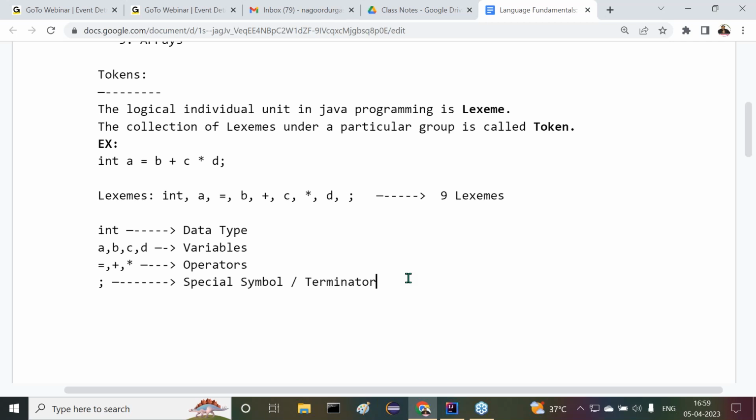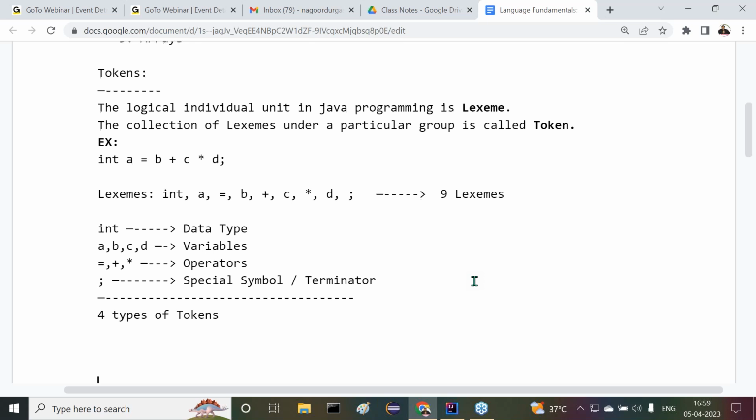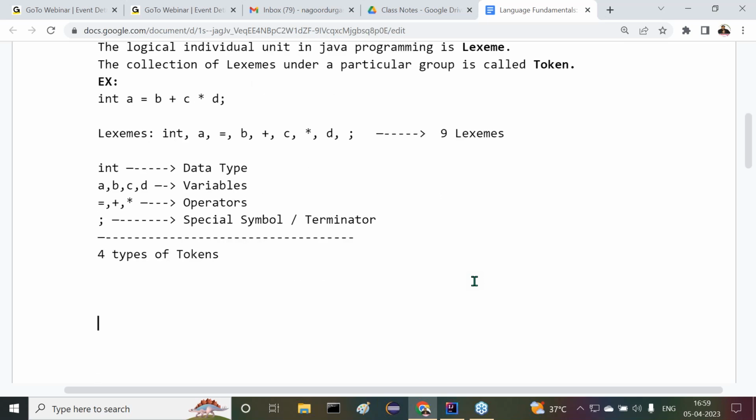Do all of you get my points or not? Now overall, how many types of tokens exist in Java? If you observe this, overall 4 types of tokens are available. How many types of tokens are available here? 4 types of tokens exist. Clear? Are all of you getting clarity on my points now?